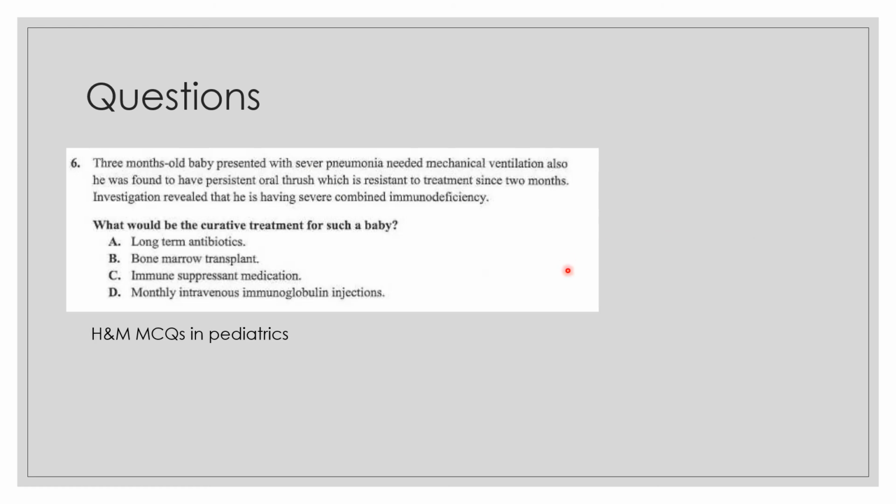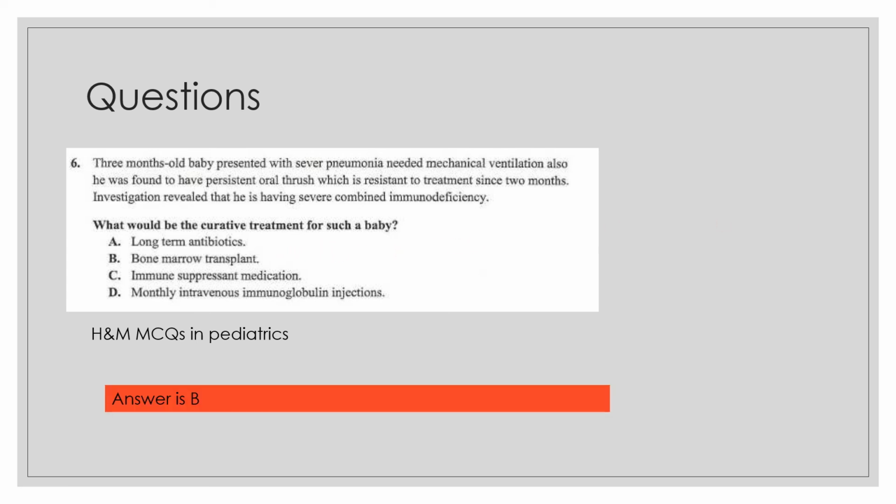Okay, moving to the next question. A 3-month-old baby presented with severe pneumonia needed mechanical ventilation. Also, he was found to have persistent oral thrush, which is resistant to treatment since 2 months. Investigation revealed that he is having severe combined immune deficiency. So here they give you the diagnosis straightforward. The question is, what would be the curative treatment for such a baby? I mentioned the answer in my presentation. It is bone marrow transplant.